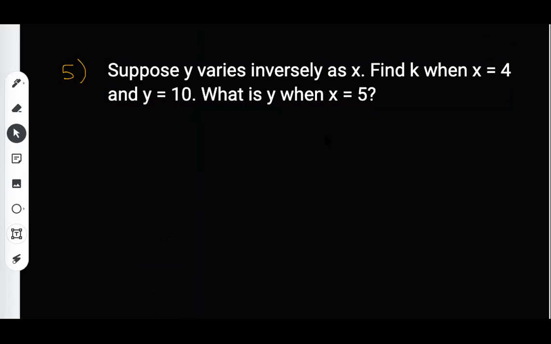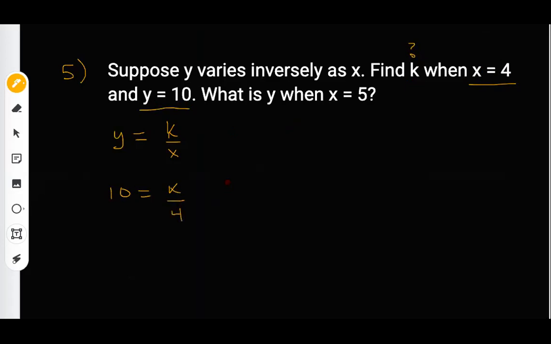We're going to start off by supposing that y varies inversely as x. So I need my inverse equation. Y equals k over x. The next thing I want to do is I want to figure out what k is. When x equals 4, so I'm going to underline the x equals 4, and I'm going to underline the y equals 10. Those are the numbers that I'm going to plug in first. So I know that y is 10, and I know that x equals 4.